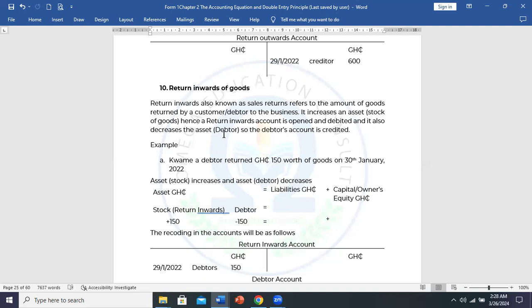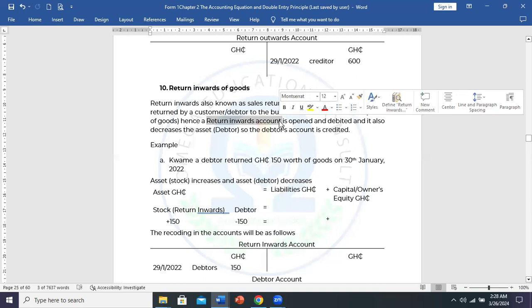Now, if the customers return 5 of the 50 we sold to them, you see that the 5 will come back to the business to add on to the remaining 10 we had, to make 15. So it's going to increase the stock. And stock is an asset. So if an asset is increasing, we have to debit. But what account do you debit? You debit the return inwards account.